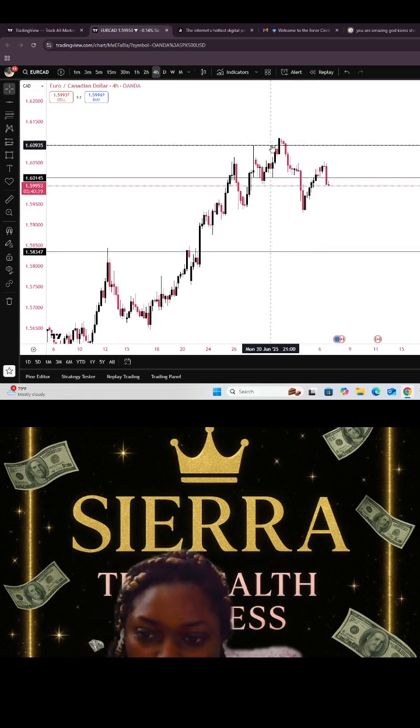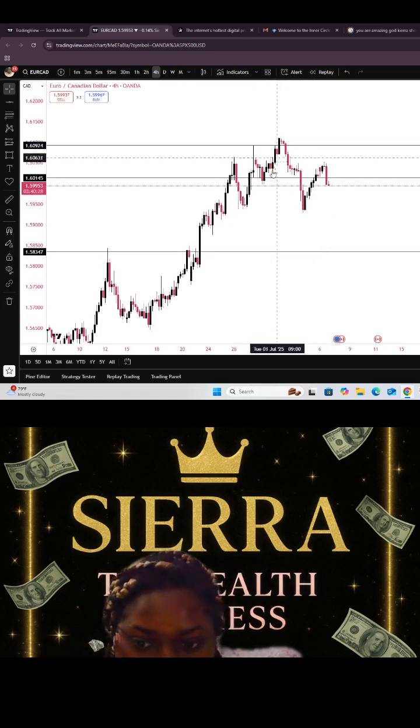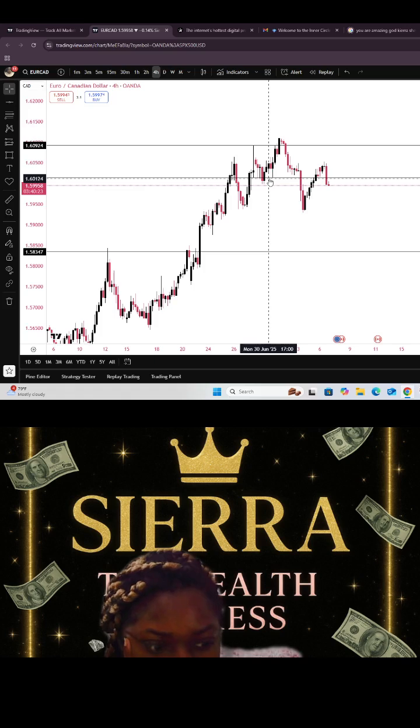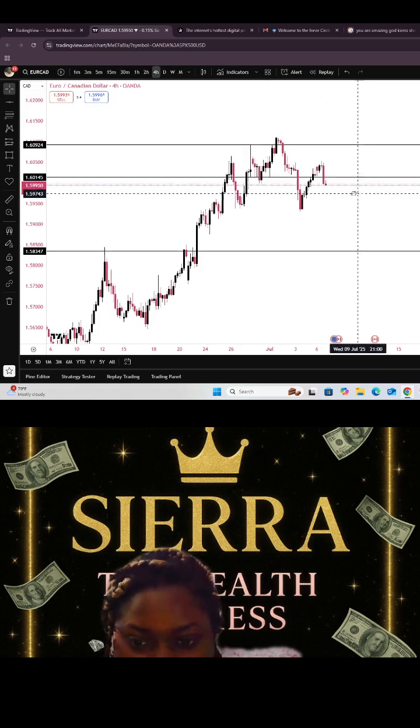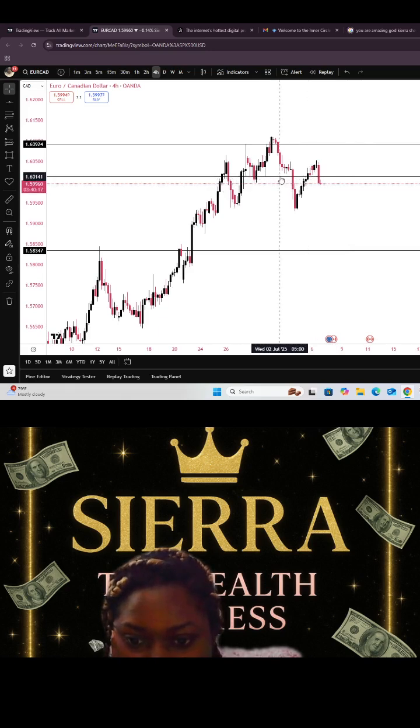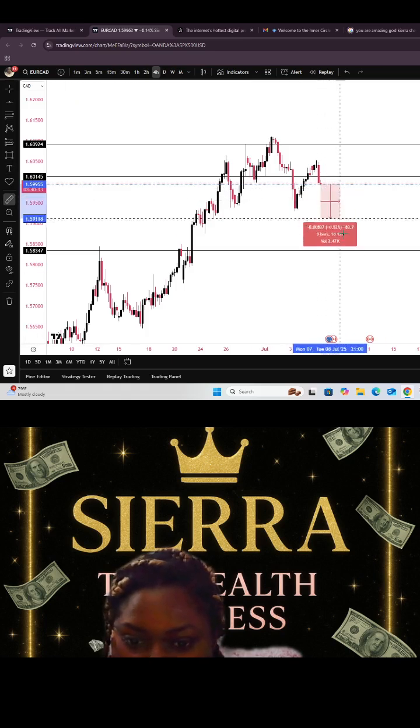Now, this was my monthly high, and then this was a weekly fair value gap. What time is it where you are? This was a weekly fair value gap. I know for a fact that we can catch these.